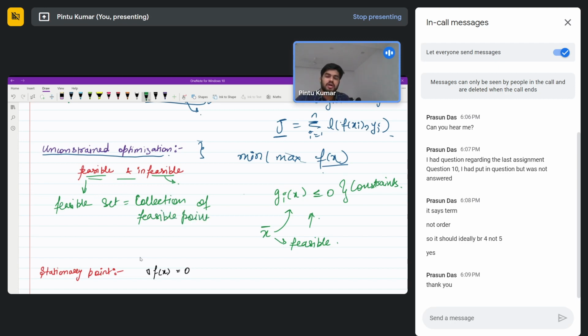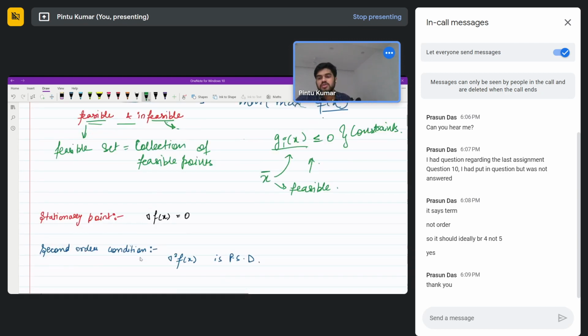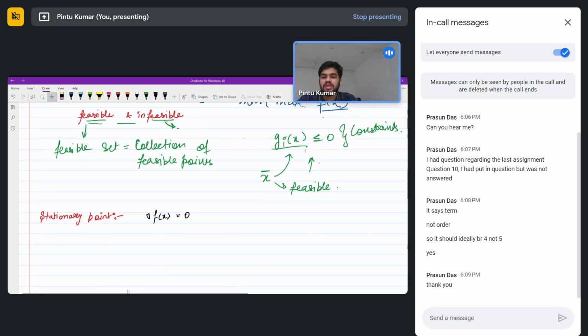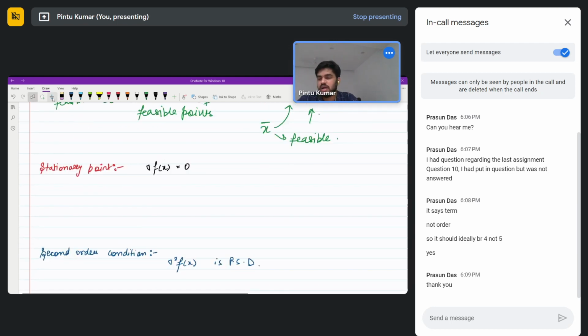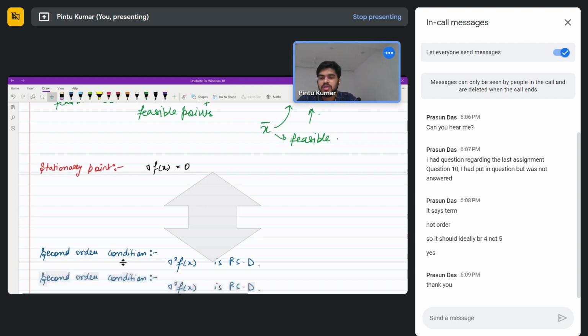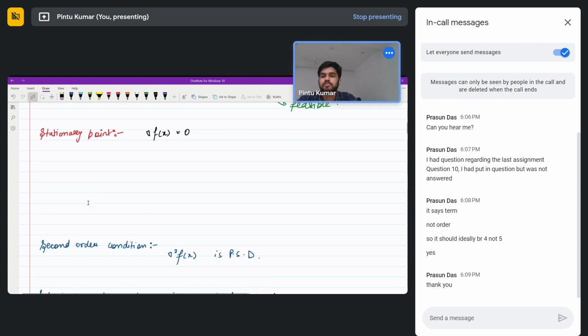Similarly, you can define infeasible points, or an infeasible set of points, which violate at least one of your constraints. Okay, so right now I'm just revising the definitions. We'll move to the questions very soon. So what is known as a stationary point?